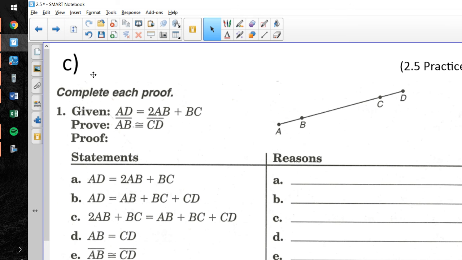All right, on to example C. It's getting a little bit more complex here, but not too bad. All right, we were given that AD, the entire segment here, is equal to 2 times the measure of AB plus the measure of BC.